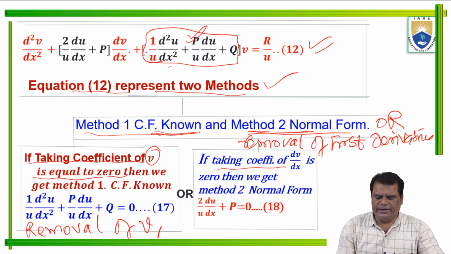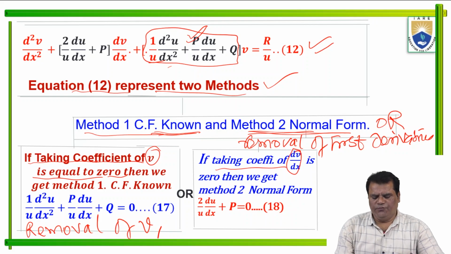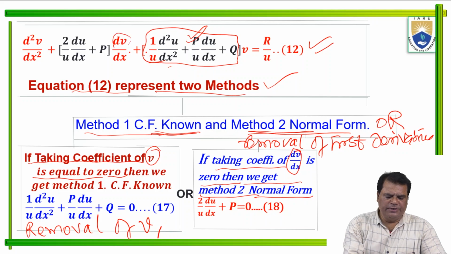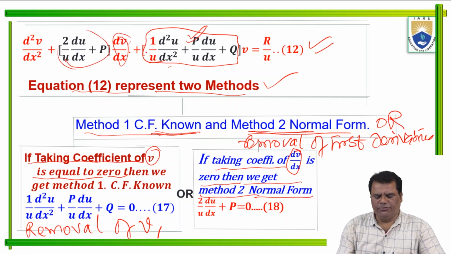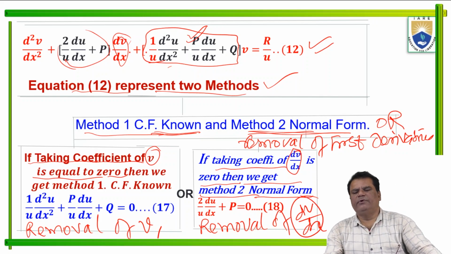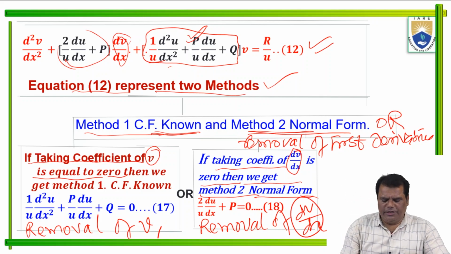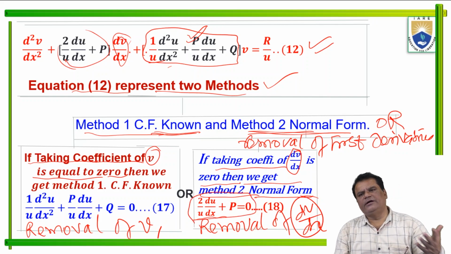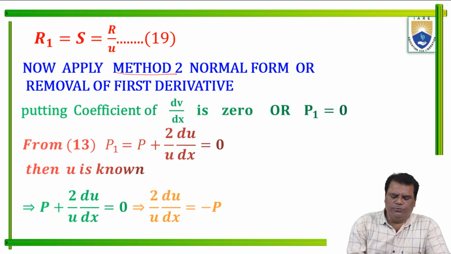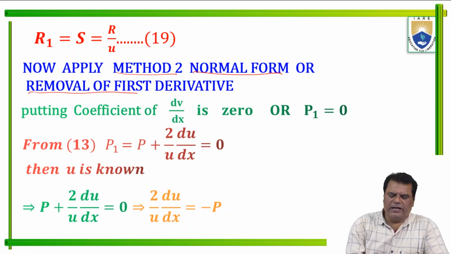Then here, taking the coefficient of dv over dx, the coefficient of dv over dx equal to 0, we get method 2, normal form. The coefficient of dv over dx means this result, P1, is 0. So here it is removal of dv over dx. We want the removal of dv over dx, so putting the coefficient of dv over dx equal to 0, then we apply method 2, normal form. So now apply method 2, normal form or removal of first derivative.